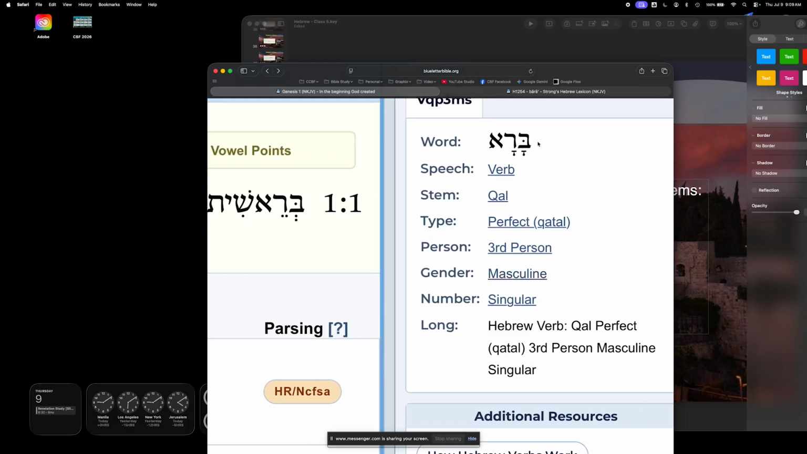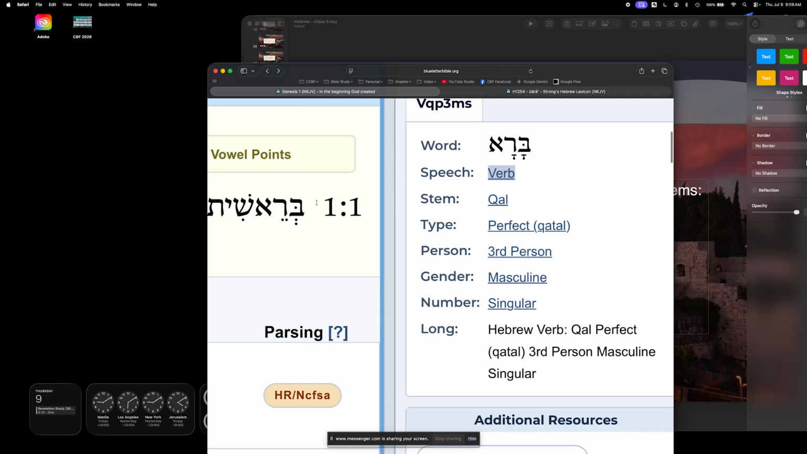So I've got a word. My word, in this particular case from Genesis 1:1, is the word bara. Bara is a verb, so I know it's a verb right off the bat. It's all there given to me. I just have to click on it and it tells me that.